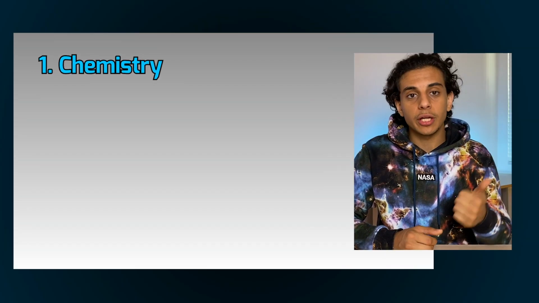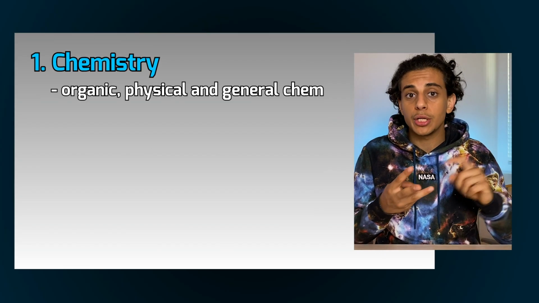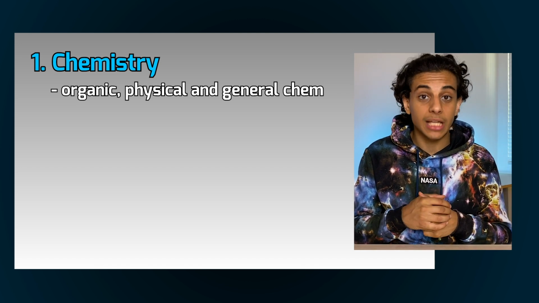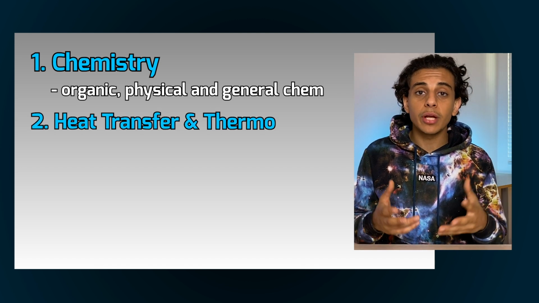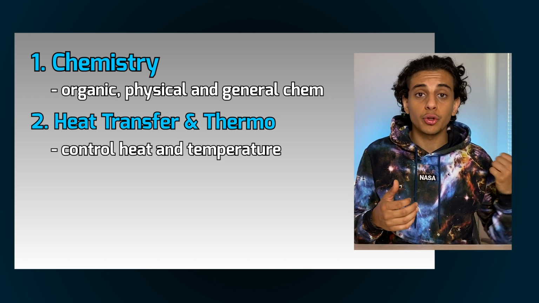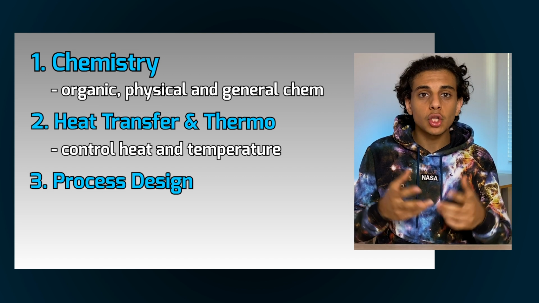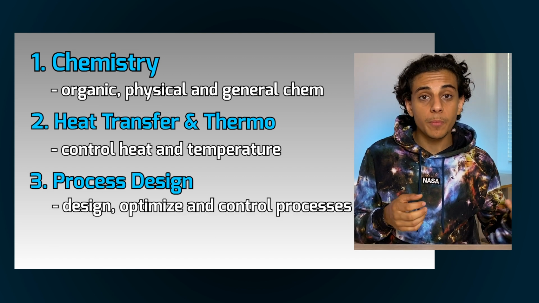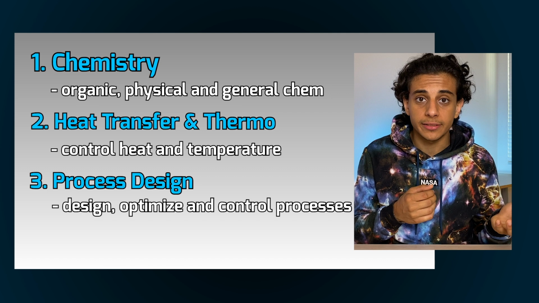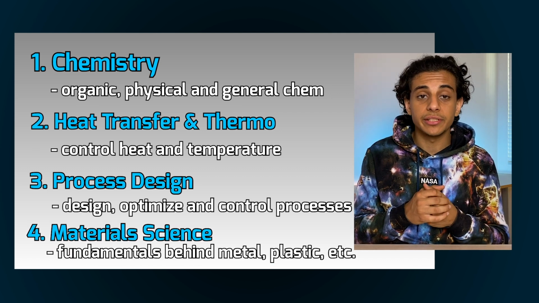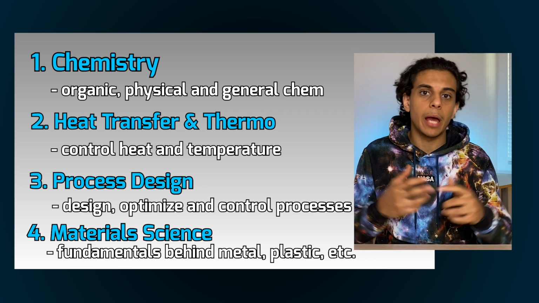For this program, you'll take courses in chemistry, such as organic chemistry, physical chemistry, and general chemistry. Other engineering programs take chemistry as well, but definitely not as much as chemical engineers. Second, we have heat transfer and thermodynamics, where you understand how to control heat and temperature. Third, we have process design, control, and analysis, where you learn how to optimize plant performance as well as design new processes. Fourth, we have material science, where you understand the fundamentals behind all the materials that we see around us, like metals, plastics, ceramics, etc.